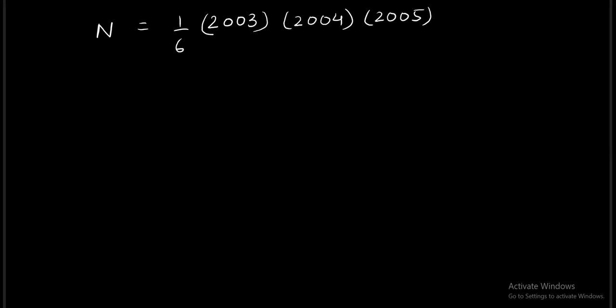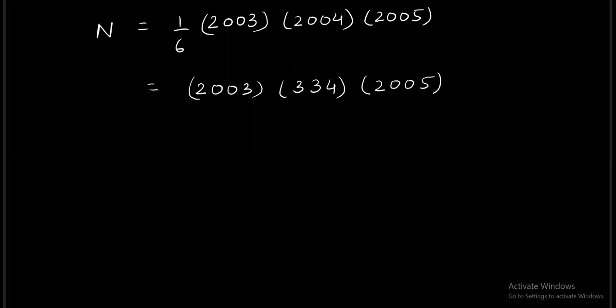But the question doesn't end here. We have to find out the remainder when this is divided by 1000. Okay, so one way of solving the question is, first of all, definitely I'm going to simplify it. That means let us divide 2004 by 6. We will be getting here 334, and this is going to be 2005.